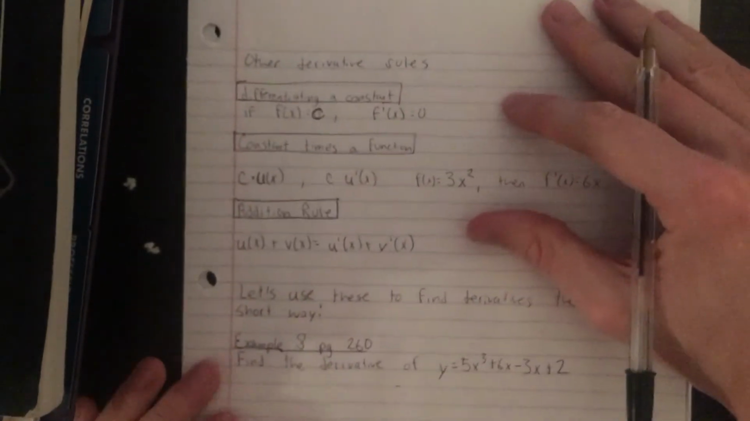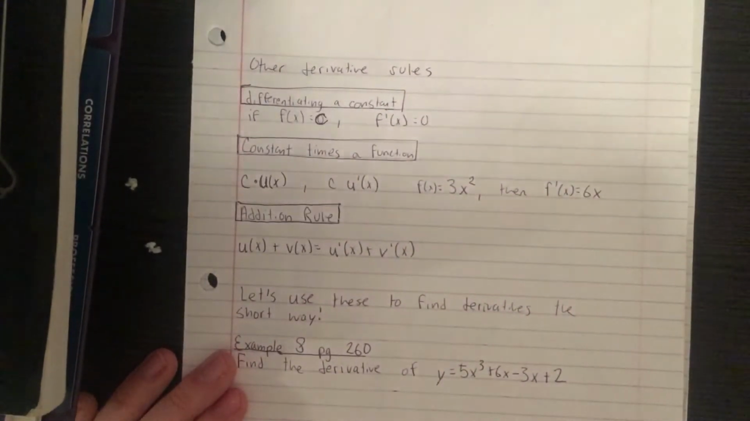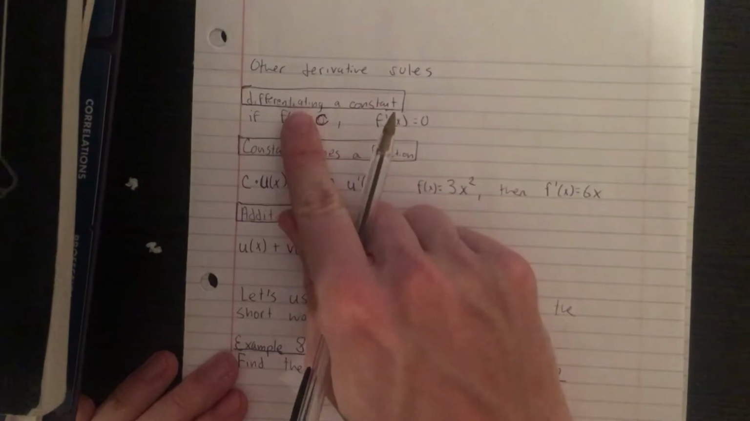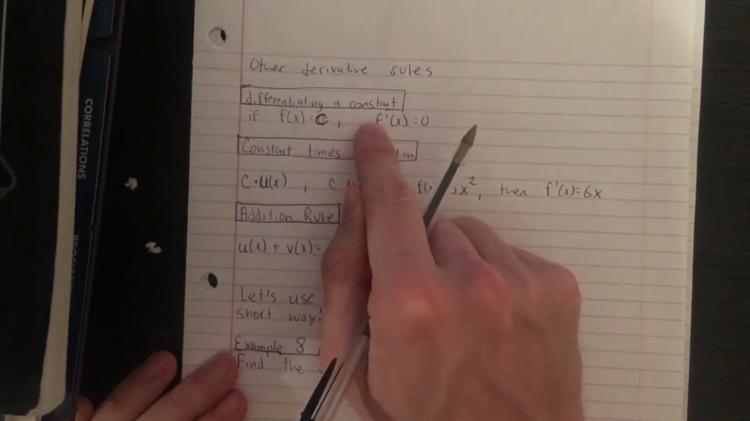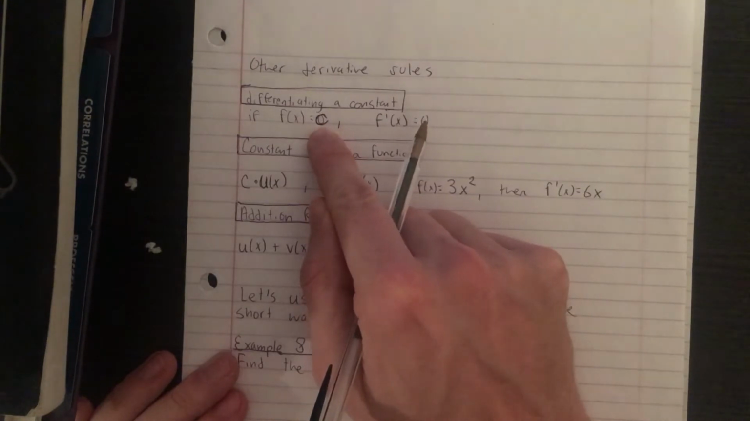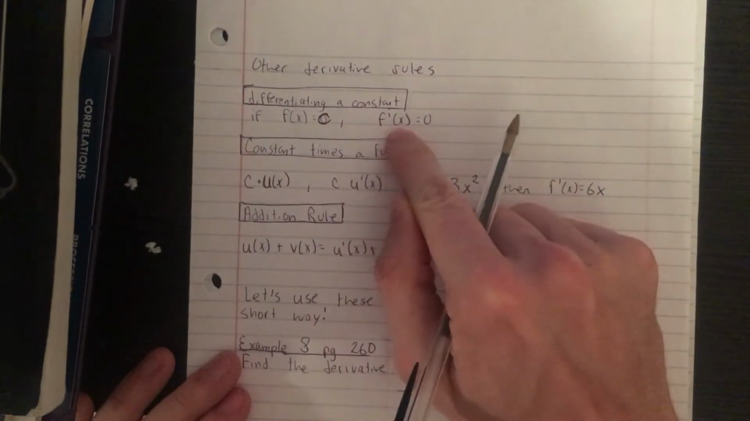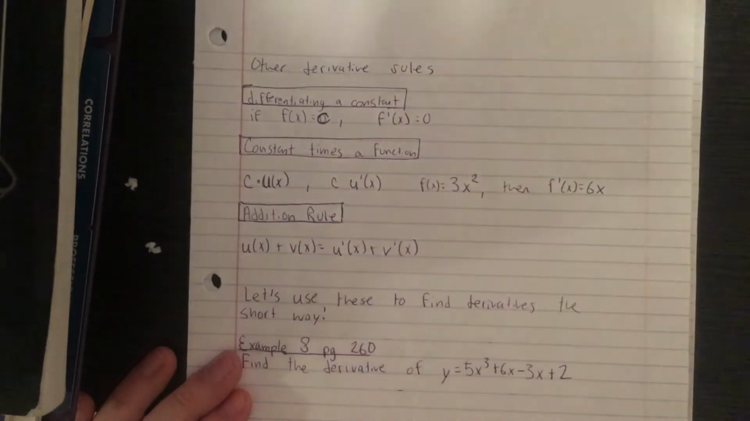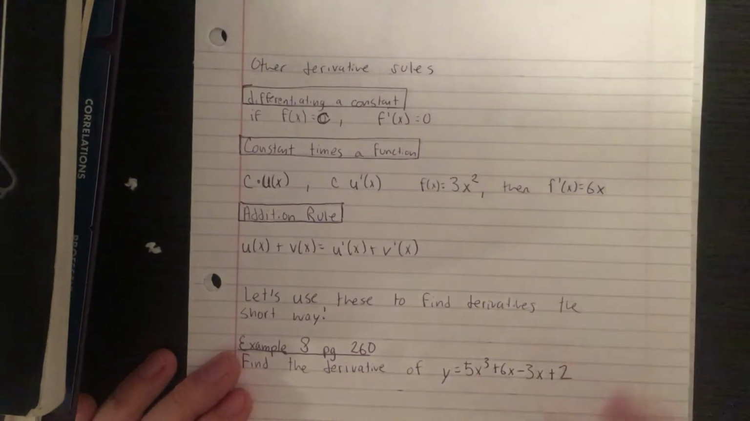So a couple of other derivative rules that we're going to use today. Anytime you differentiate a constant, we talked about this a little bit earlier, if f of x is just some number here, the derivative f prime of x is going to be 0. The rate of change of a constant is 0.